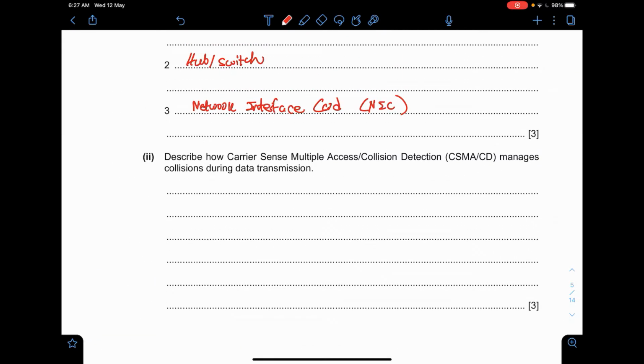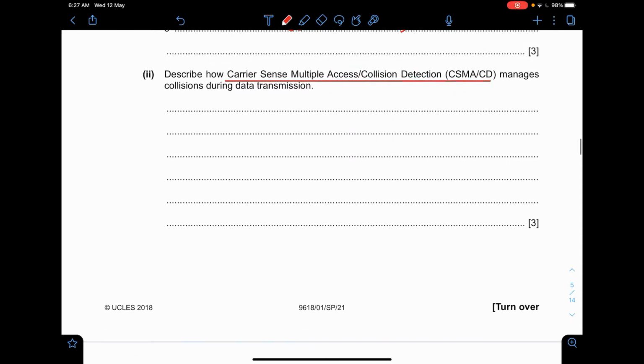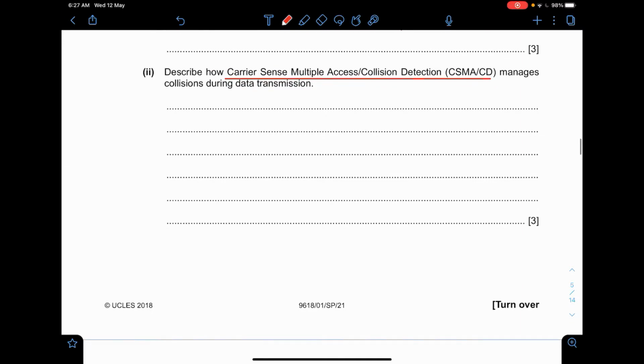Okay, I think this is the last part of this networking question. It says describe how carrier sense multiple access with collision detection manages collisions during data transmission. This is something you need to be aware of. You have a channel through which you forward data. The computers listen to the channel and search for noise. Noise is basically when data is transmitting. They listen to the communication channel, and this can be the communication channel.